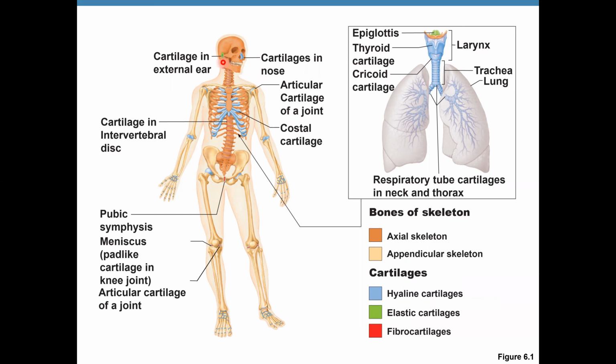Elastic cartilage, you will find in the pinna, or your external ear, and the epiglottis. And fibrocartilage, you would find in intervertebral discs. And here we have the pubic symphysis. That's fibrocartilage. So the most common is obviously hyaline.